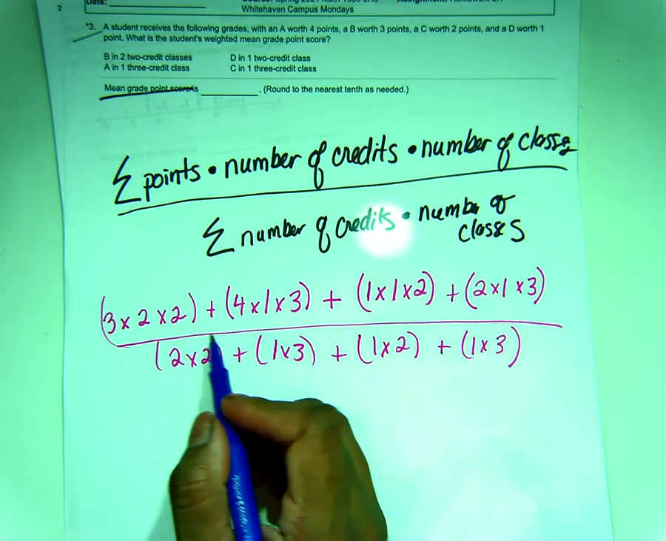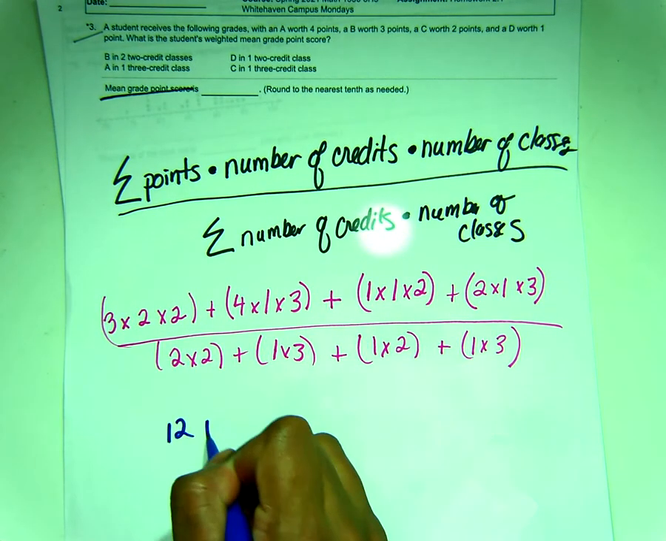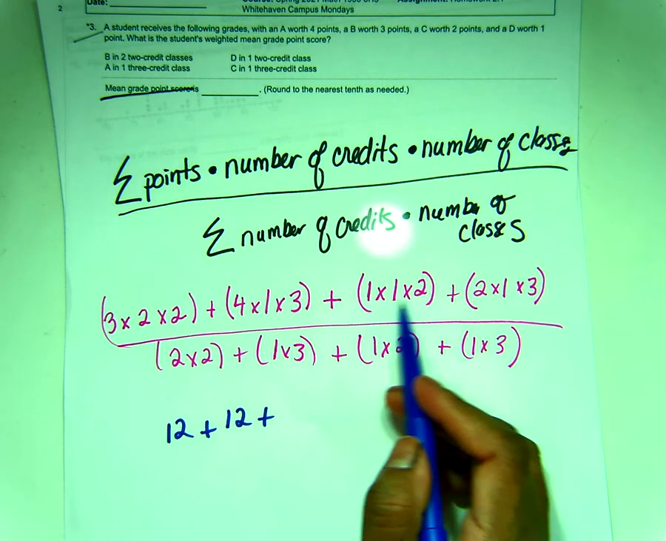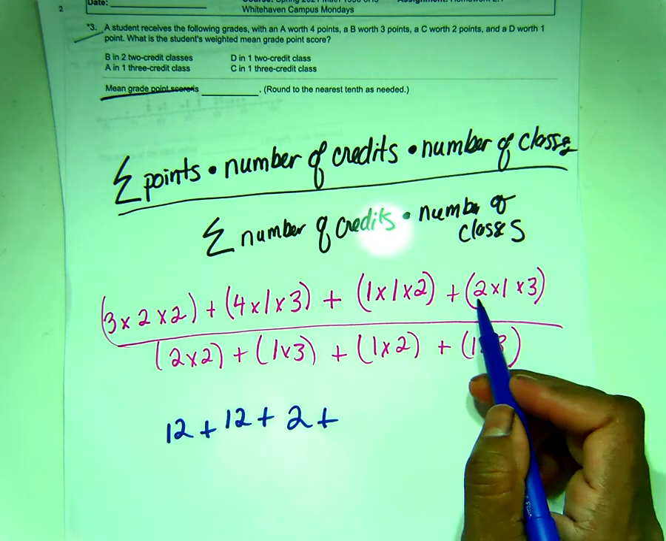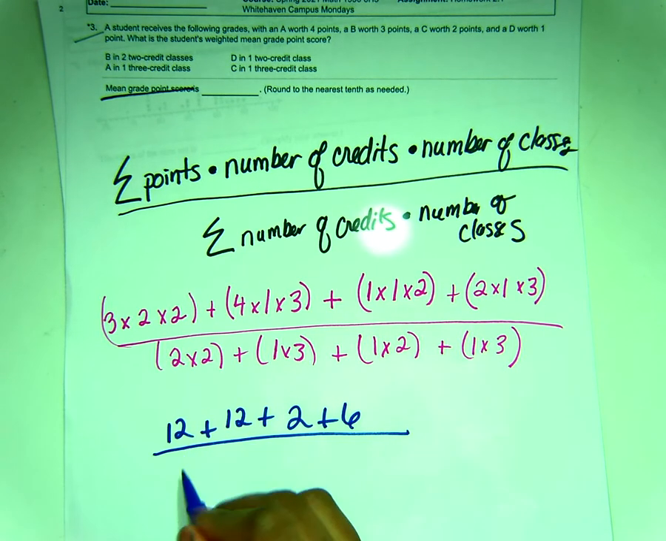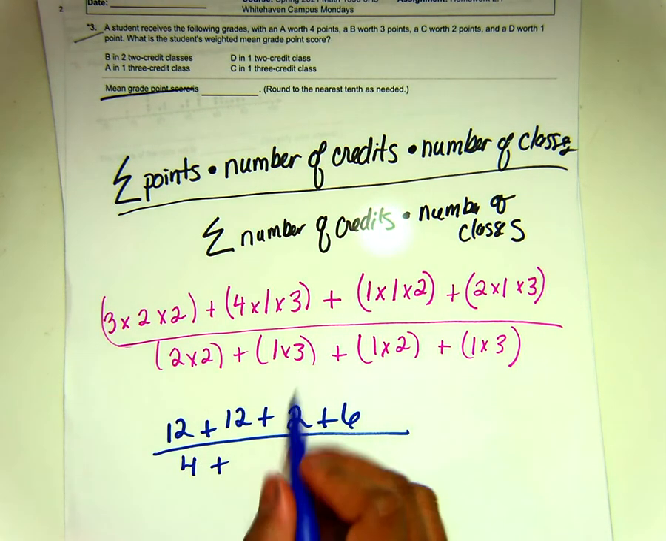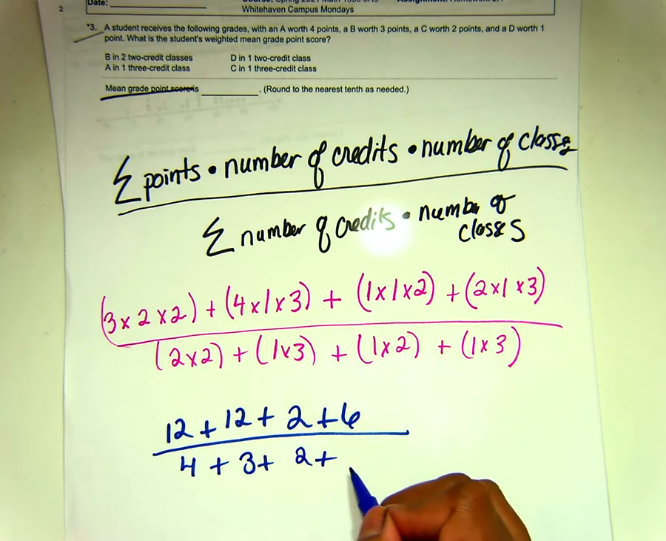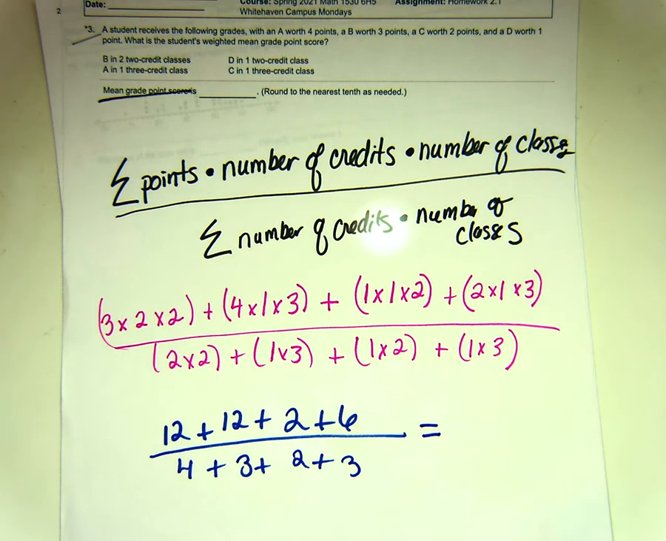So 3 times 2 is 6, 6 times 2 is 12, 4 times 1 is 4, 4 times 3 is also 12, 1 times 1 is 1, 1 times 2 is 2, 2 times 1 is 2, 2 times 3 is 6, 2 times 2 is 4, plus 1 times 3 is 3, plus 1 times 2 is 2, plus 1 times 3 is 3. So we're going to try to simplify all of this now. So 12 plus 12 is 24. 24 plus 2 is 26. 26 plus 6 is 32.